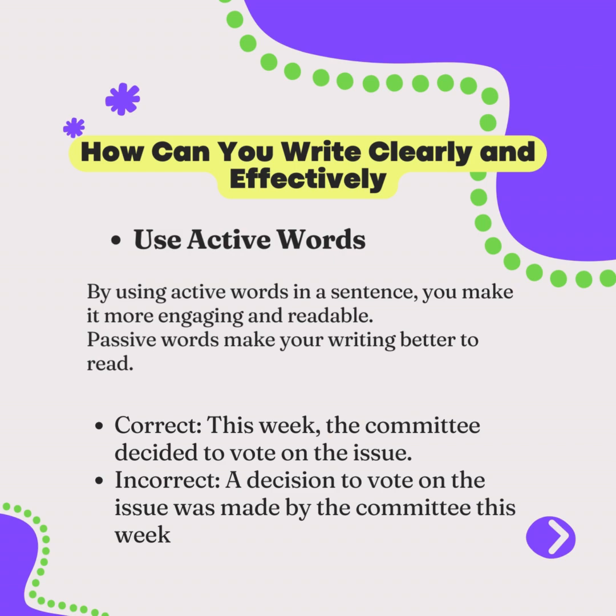Now there are two examples given as usual in this. The sentences are the correct one and the incorrect one. The correct one says, this week the committee decided to vote on the issue, while the incorrect says a decision to vote on the issue was made by the committee this week. So was made here makes the sentence passive. So which is why, for the correct one, you need to turn the sentence to an active one by removing was made and being active using decided as the active word.